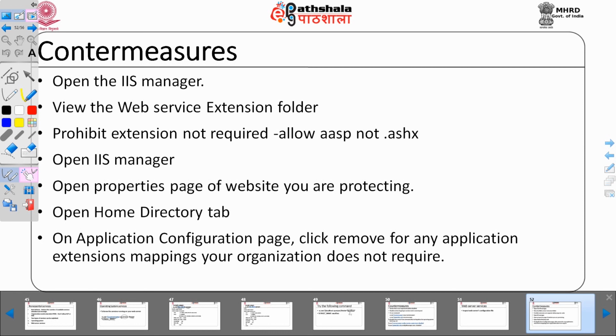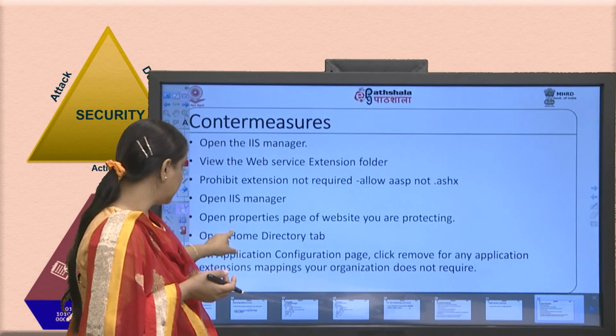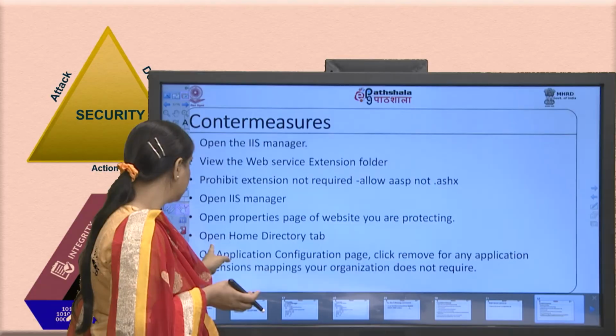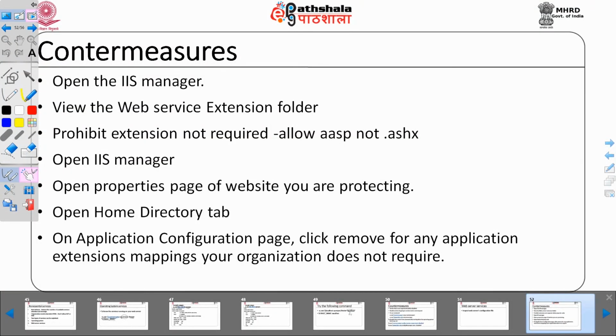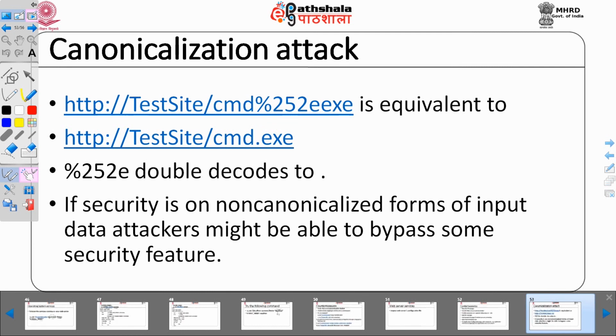For that, you have to once again go to IIS manager, inetmgr, open the properties page, open the home directory tab, and in the configuration page click remove for any application extension that your organization does not require.